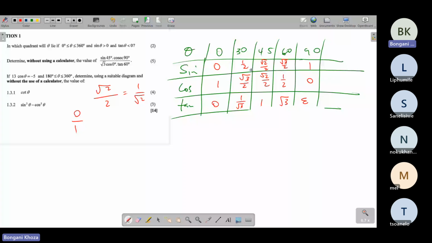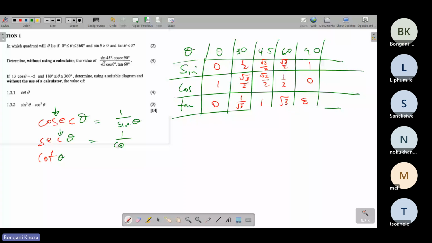Another thing we have to remember is these extra functions. If I'm given cosec, sec, or cot, I remember saying that you count the third letter. So it's 1, 2, 3. The third letter here is S, that means this is 1 over sine theta. The third letter here is C, so this is 1 over cos theta. The third letter is T, so this is 1 over tan theta.